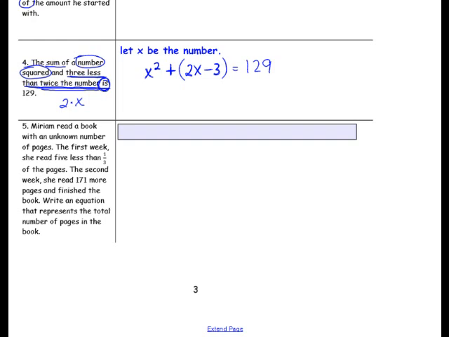Number 5. Miriam read a book with an unknown number of pages. The first week she read 5 less than a third of the pages. The second week she read 171 more pages and finished the book. Write an equation that represents the total number of pages in the book. Read through the question again. Choose a variable, what it will represent, and write an equation that matches this statement. Okay, don't look at the answer until you've tried it.